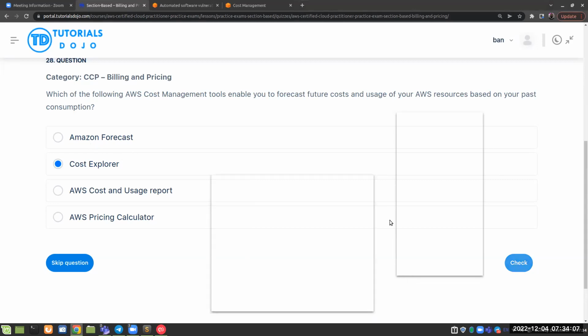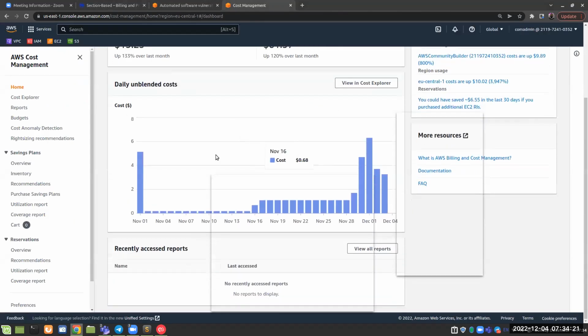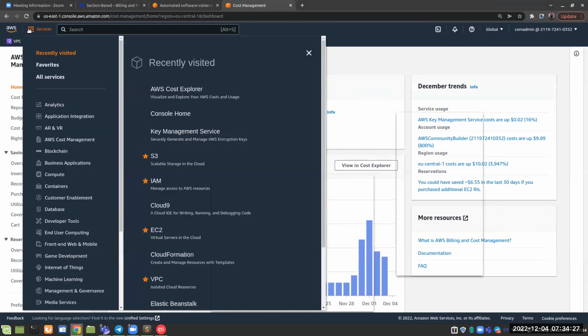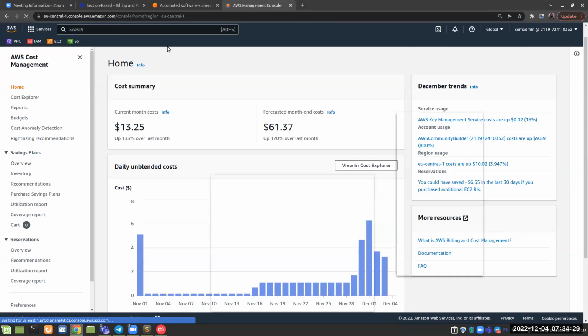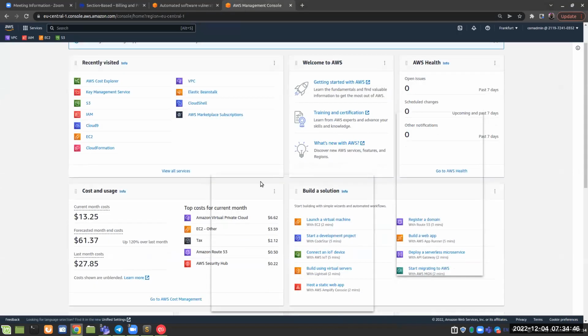Now, just because it says Amazon Forecast is just a trick. Remember, at times AWS can just put terms there to confuse you. The key thing is, we have just looked at cost management. I went to my cost management when I just signed in. The question here is talking about enabling you to forecast future cost and usage of your resources based on your past consumption. That's the reason why I did sign in here.